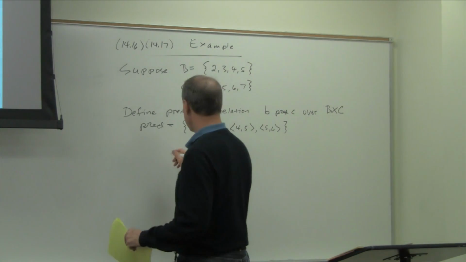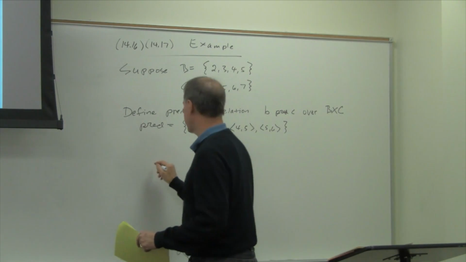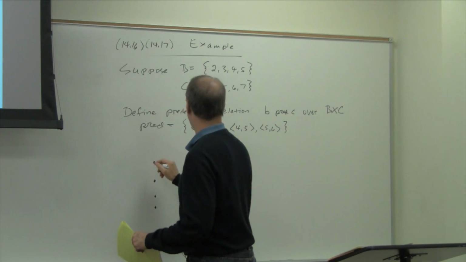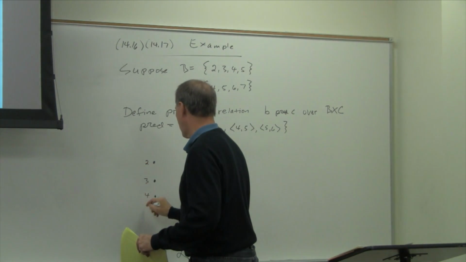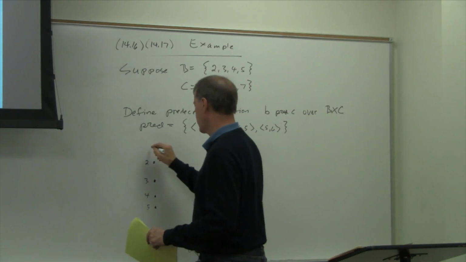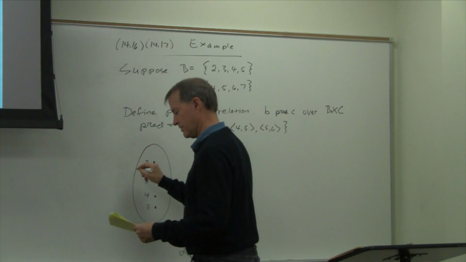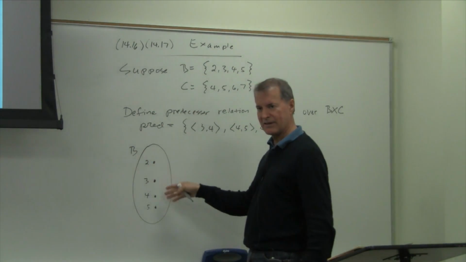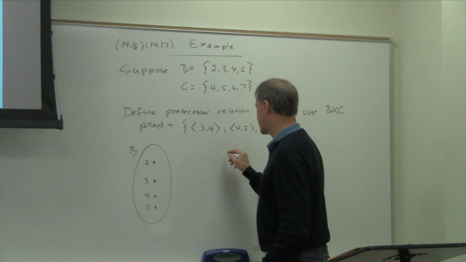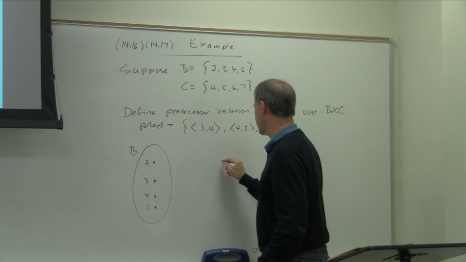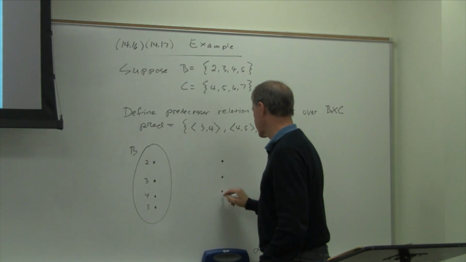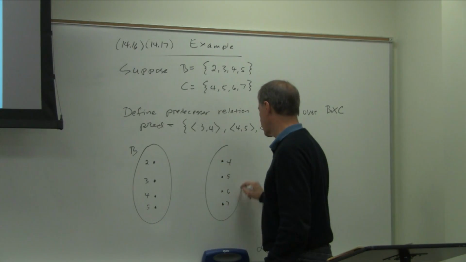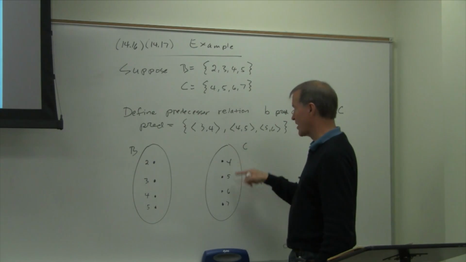Now watch this. What we're going to do is put the elements of B on the left, and there are 4 of them: 2, 3, 4, and 5. We'll draw a shape around them, and this is the set B. So this is a set with these elements in it, kind of like a Venn diagram. And then C has elements 4, 5, 6, and 7. We'll draw those here, put a circle around them, and this is C. These are the elements in C.